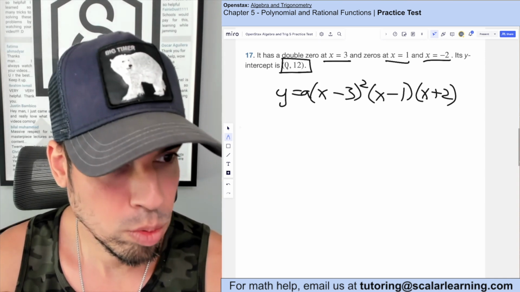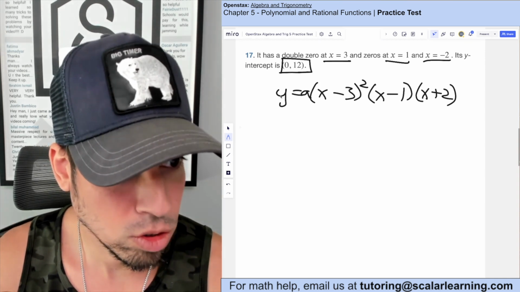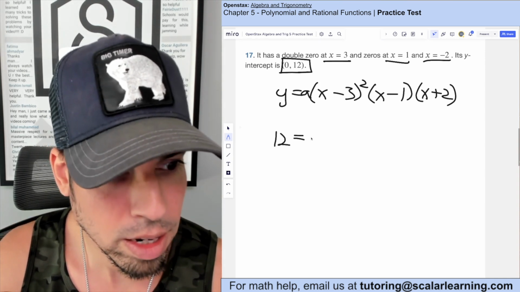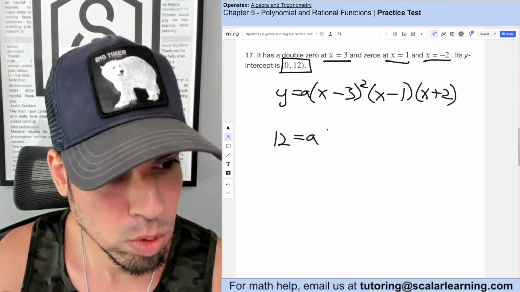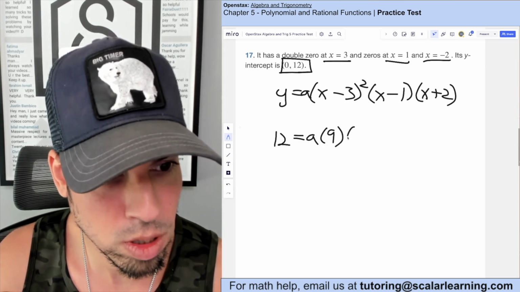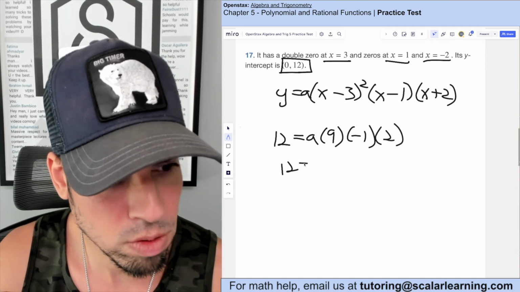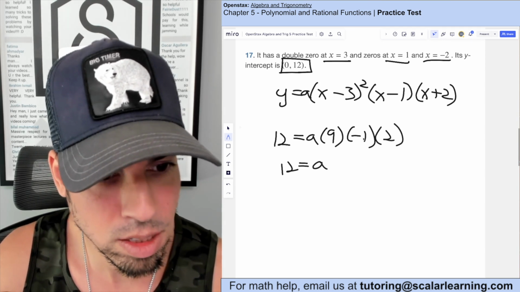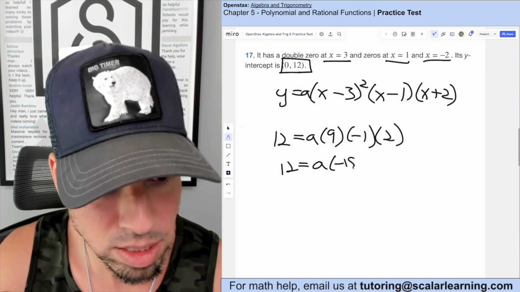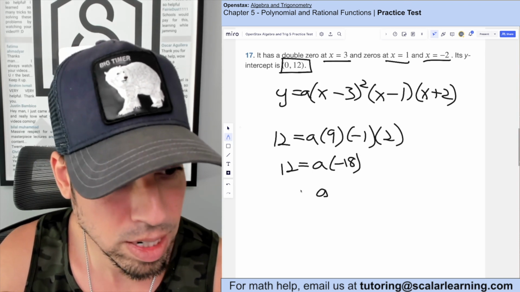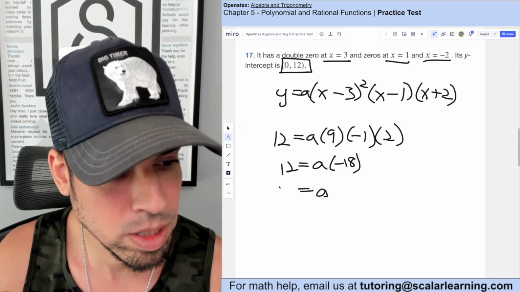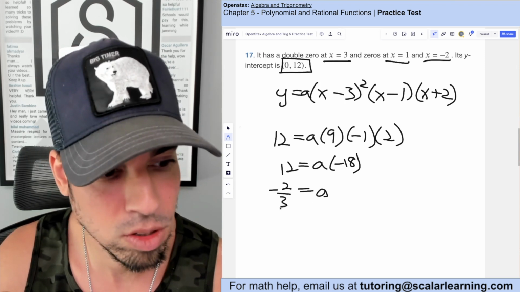So what we're going to do is plug 0 in for x and 12 in for y and solve for a. So 0 minus 3 is -3 squared is 9. 0 minus 1 is -1. 0 plus 2 is 2. This gives me 12 equals a times 9 times -1 times 2, which is -18. Divide both sides by -18. A equals 12 over -18, aka -2/3.